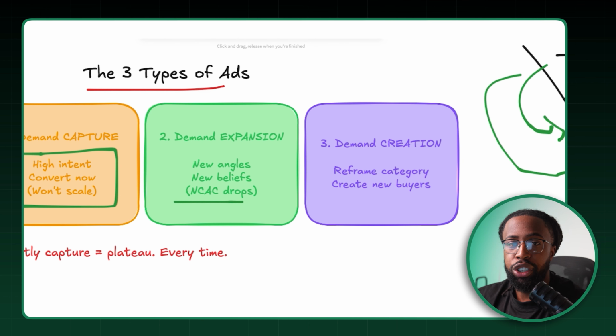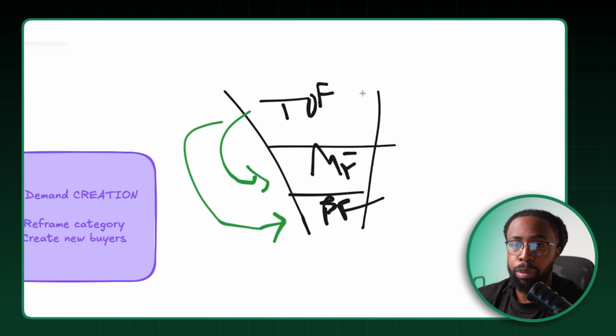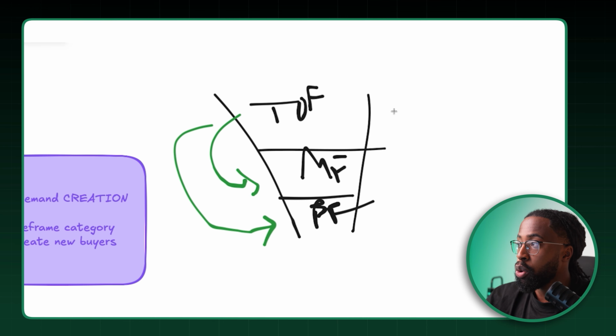And then demand creation is almost nobody does this, but these are ads that create awareness of the problem themselves. These are top of funnel style ads, so people who are not problem aware. These are the ones that make people realize that they didn't have a problem. So these are ads that don't just convert existing buyers, but will convert new ones as well.